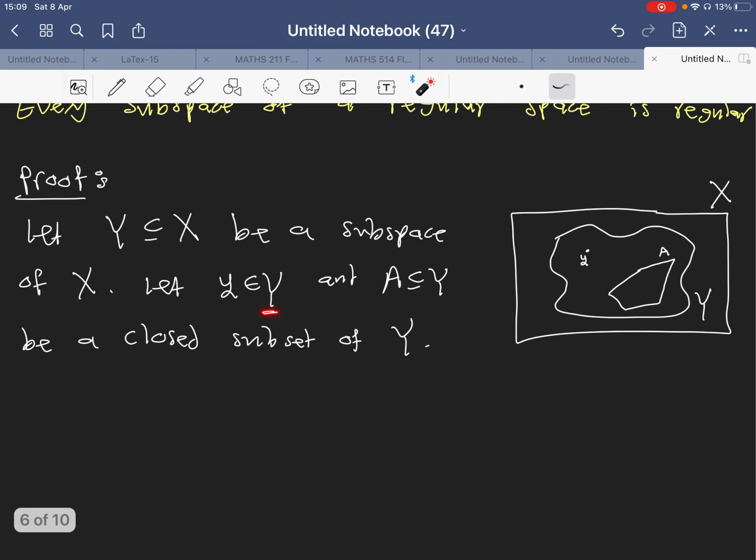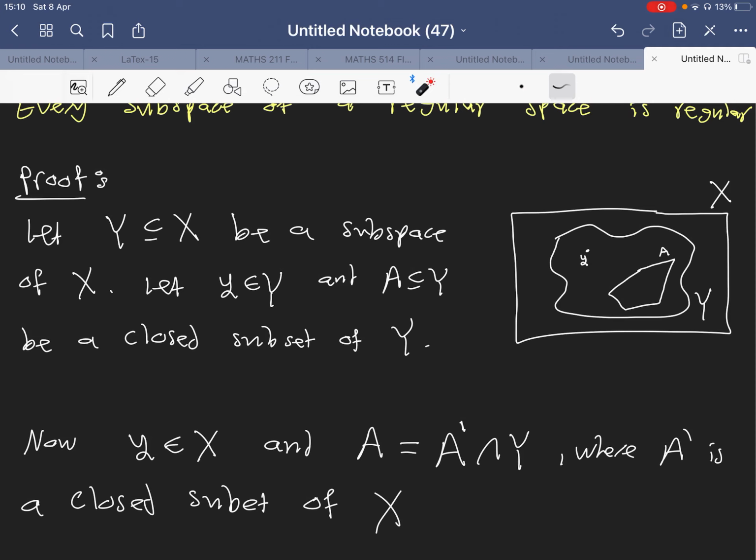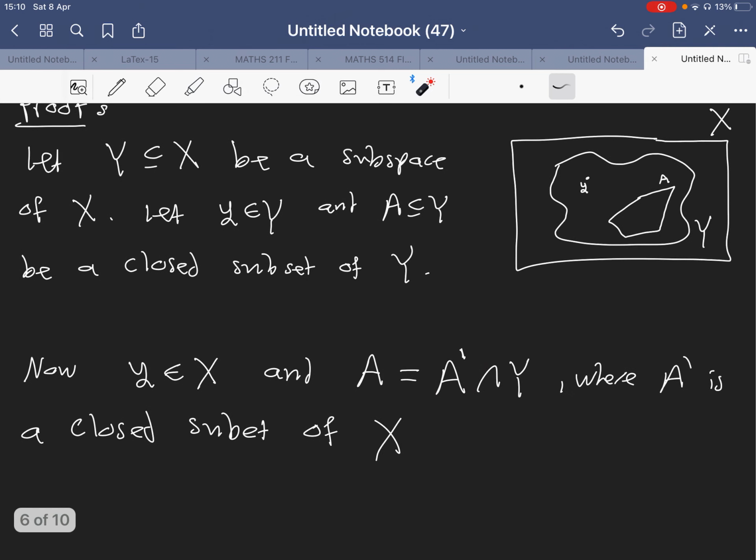Now there are some things we can talk about. First of all, when I say small y is in capital Y, this is the same as saying y is in X, because Y is a subset of X. And you will find that my set A can be written as A dash intersection Y, where A dash is a closed subset of X. That's exactly how a closed subset of Y looks, because we are in the induced subspace topology: any closed subset in Y is a closed subset in X intersected with Y. So what we got is a point in X and a closed subset of X.